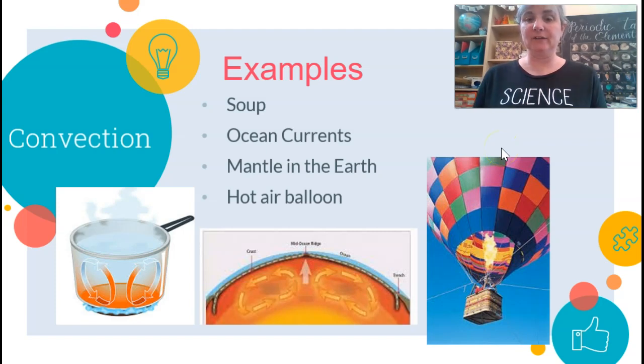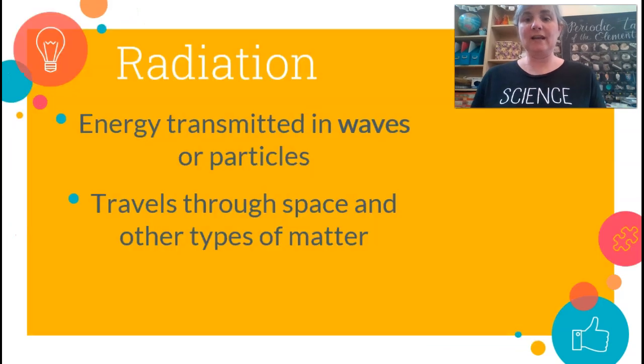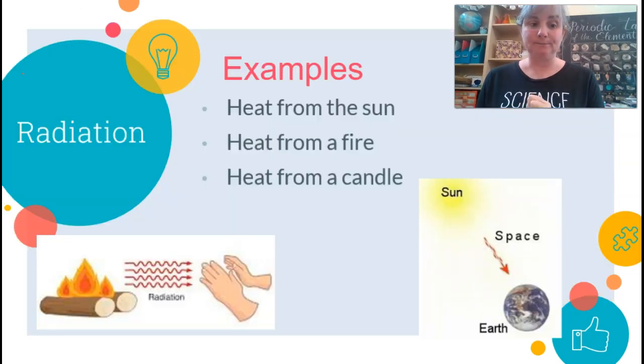All right, the final way that heat can be transferred is called radiation. In radiation, energy is transmitted in waves or particles, and it can travel through space or other types of matter. So conduction is mostly found in solids, things touching each other. Convection happens in fluids and in gases, and radiation can happen in space.